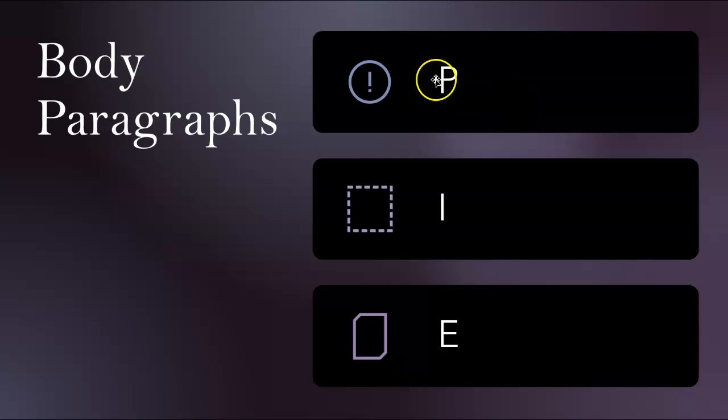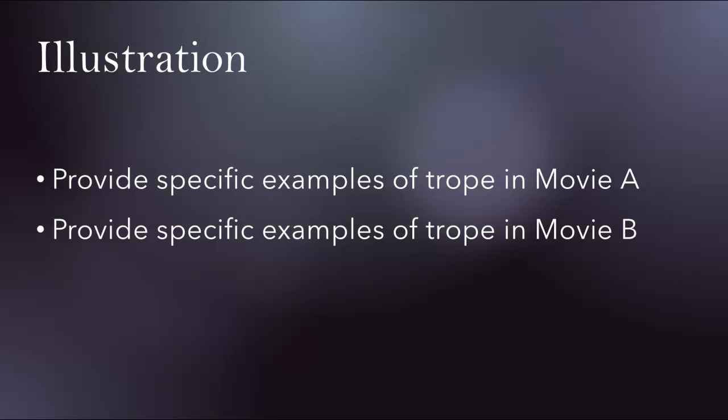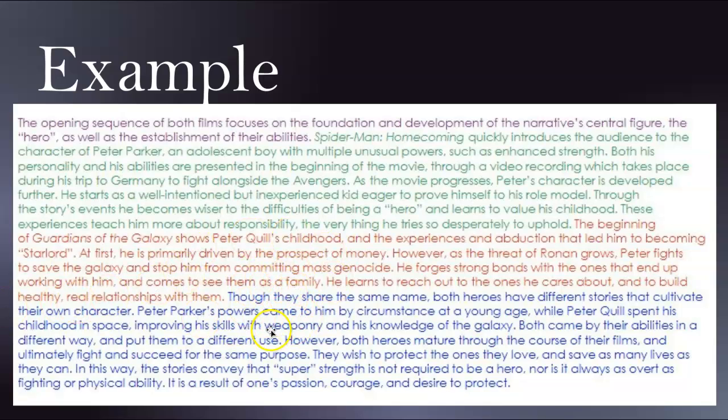And remember, your point is your topic sentence where you unite the two films by introducing the trope. Then you provide illustrations or examples from specific movies, from your movies specifically and individually. And then you have an explanation where you link the two movies together, looking like something like this.